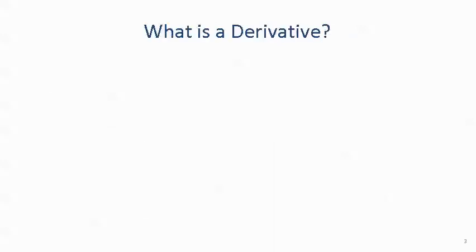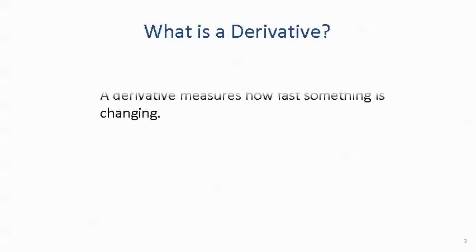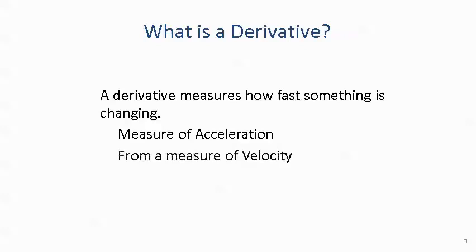So obviously the question is, what is a derivative? A derivative is a measure of how fast something is changing. Acceleration is how fast velocity is changing. Velocity measures how fast we're moving from one location to another location.